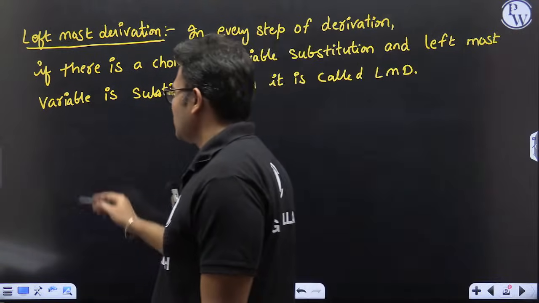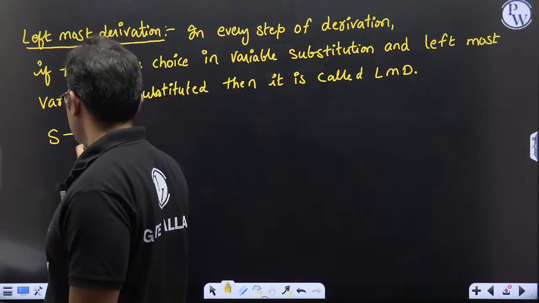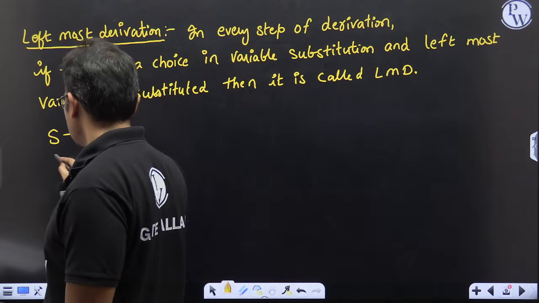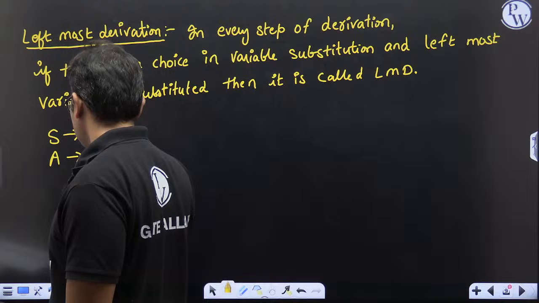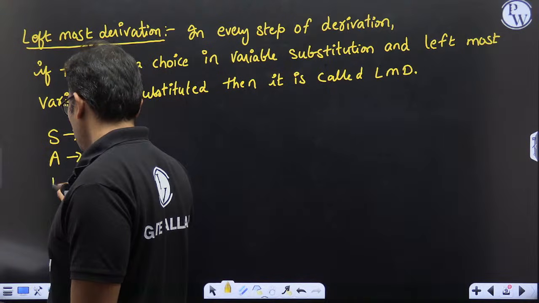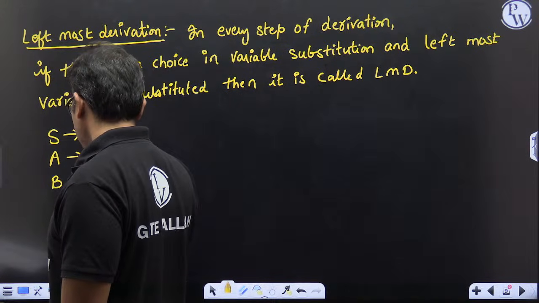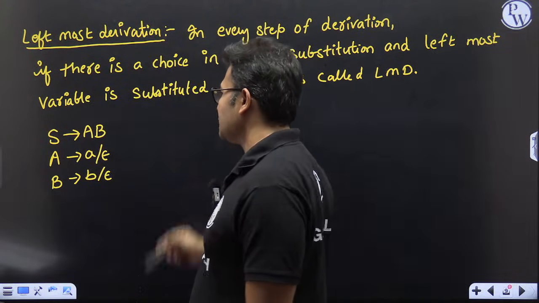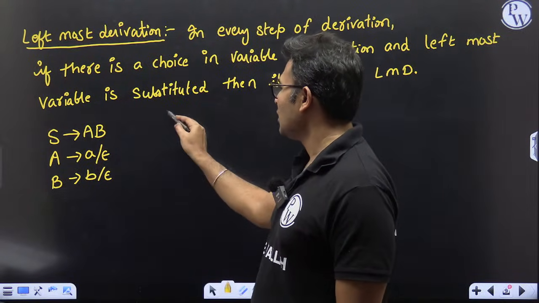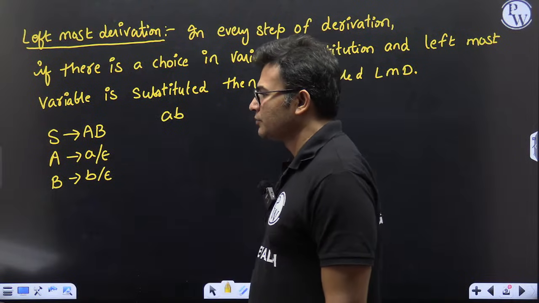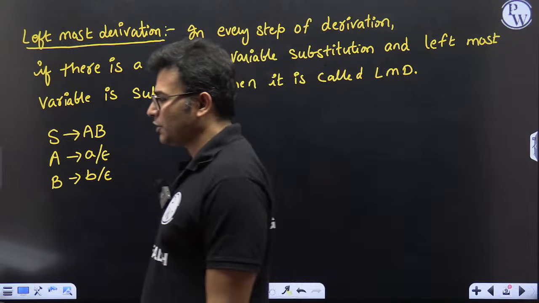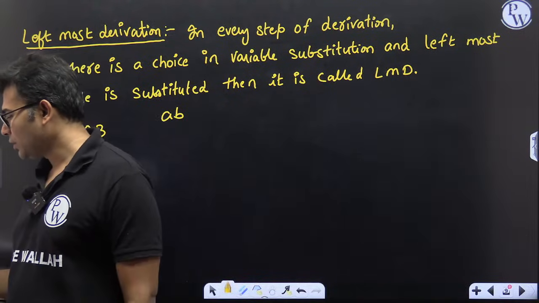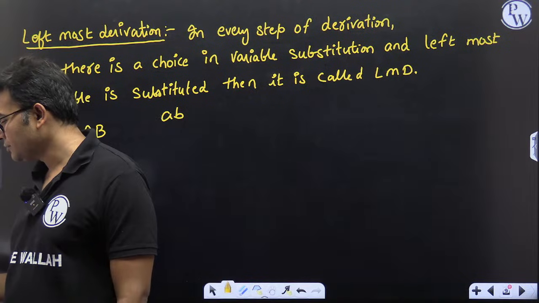So for example, if you have this grammar, S derives AB, I'm taking a simple grammar so that you'll understand it. A derives a or epsilon, B derives b or epsilon. Now, by reading the definition, try to do leftmost derivation for AB.